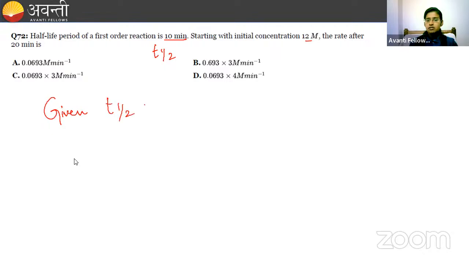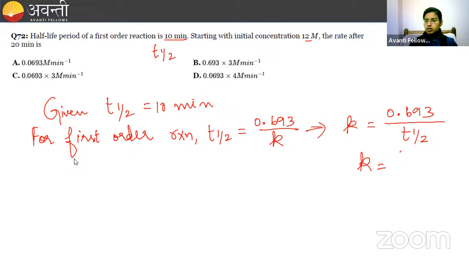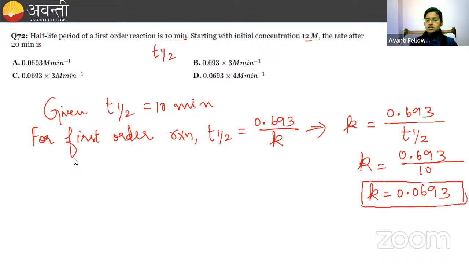So the given T half is equal to 10 minutes. For a first order reaction, the T half formula is equal to 0.693 divided by K, from which K is equal to 0.693 divided by T half. T half is given in the question, so just substitute to find the value of K. It is 0.693 divided by 10, which is equal to 0.0693. So this is the value of K.